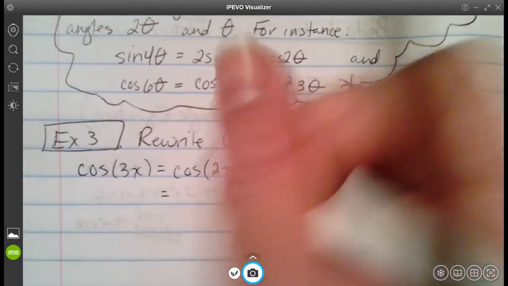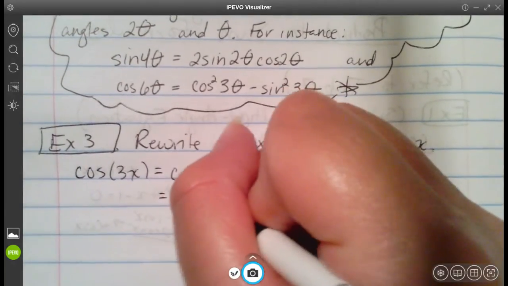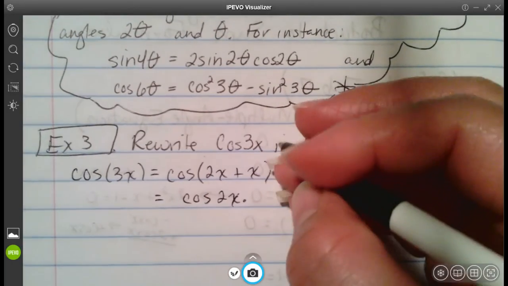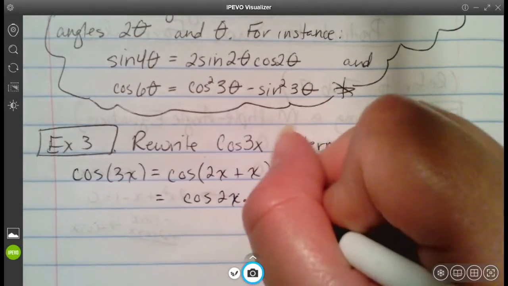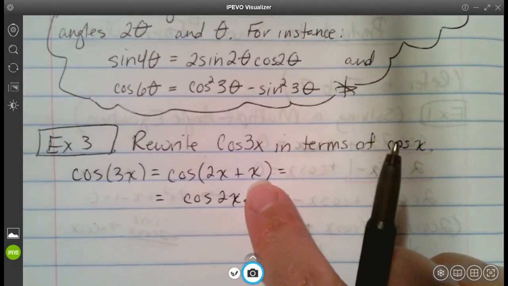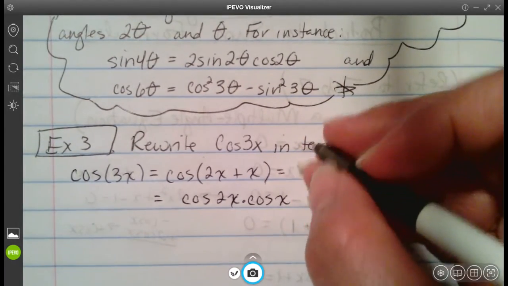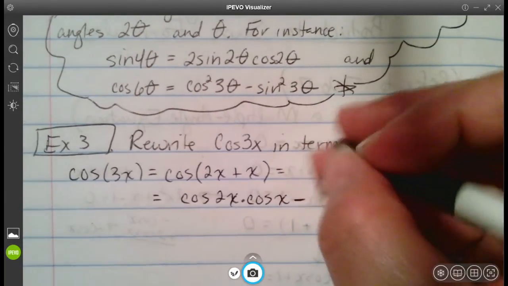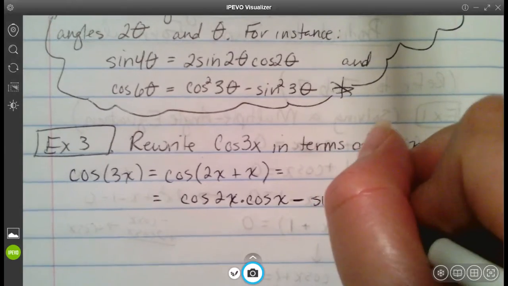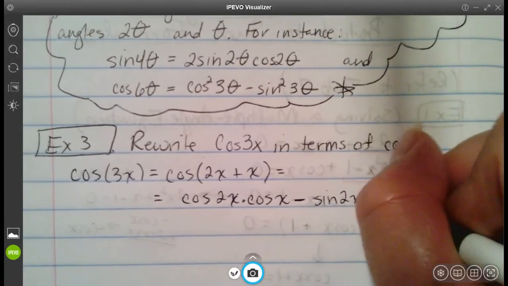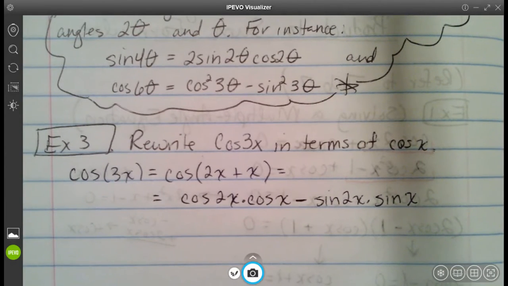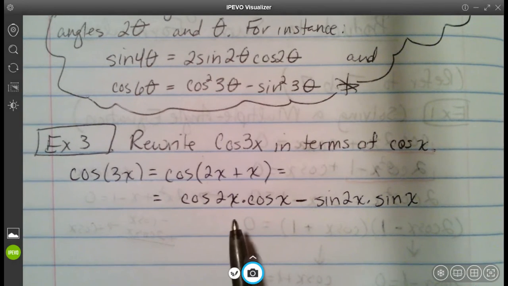So this is equal to cosine of 2x times, that's like our u, cosine of x, that's like our v, and then we are supposed to subtract after that. Again, I'm just following the formula, so minus sine of 2x times sine of x. Okay, so now what can I do with that? Well, I want to make this all in terms of cosine.